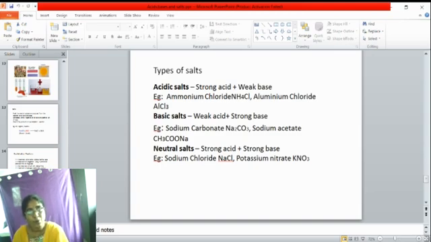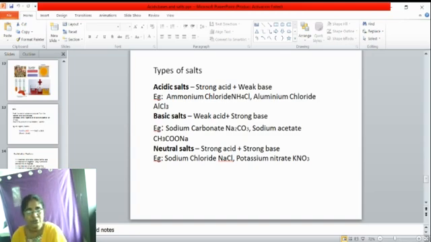Now coming to basic salts. Basic salts is a reaction between a weak acid and a strong base. So examples of these are sodium carbonate and sodium acetate.